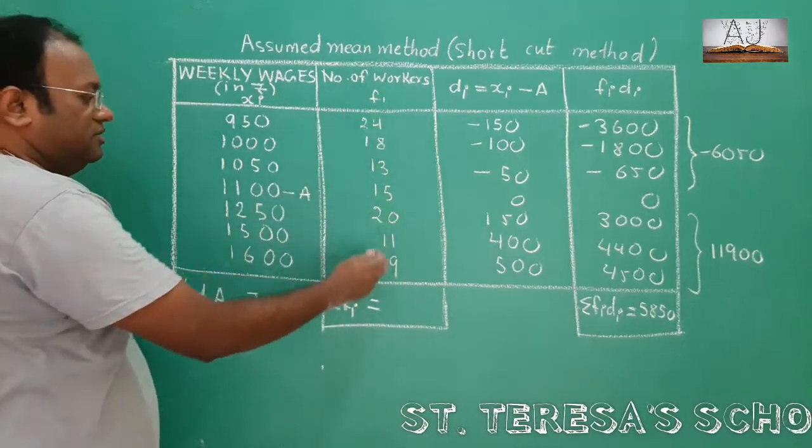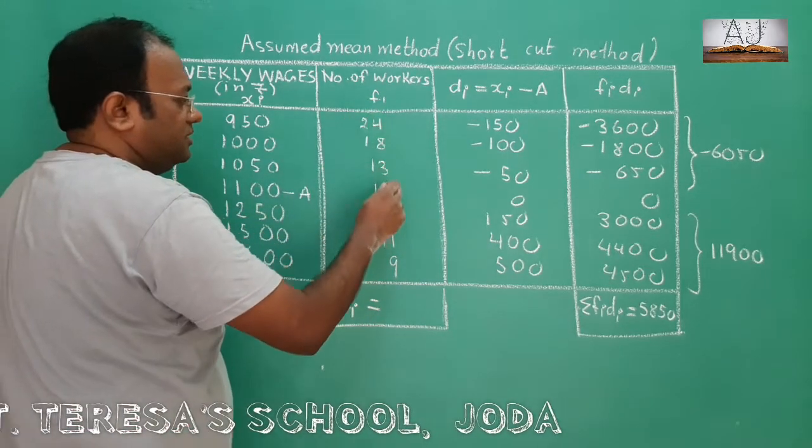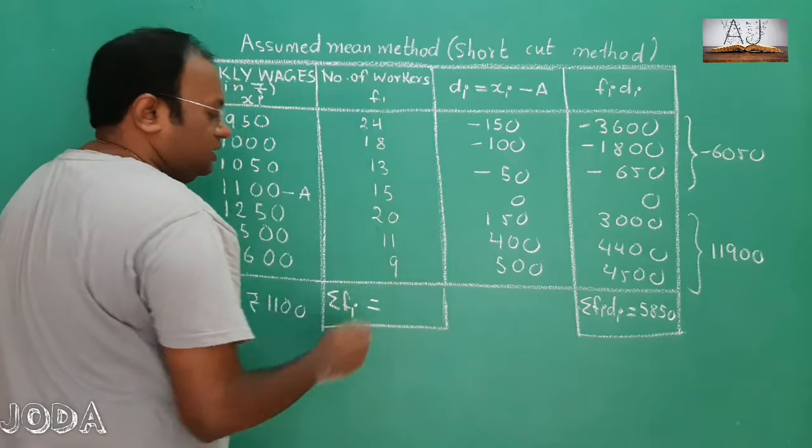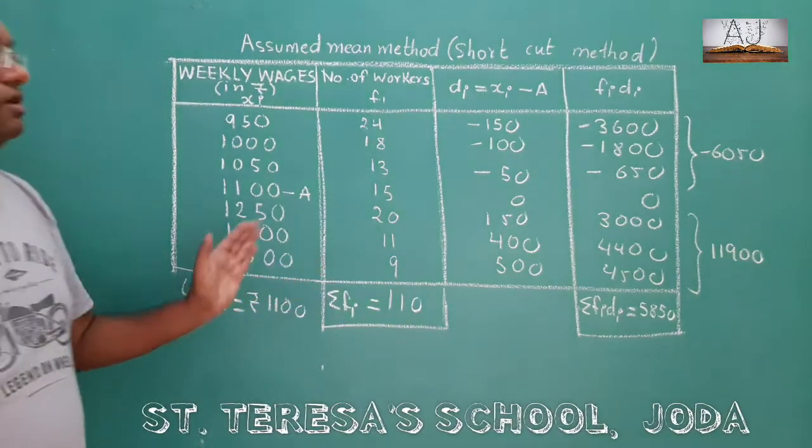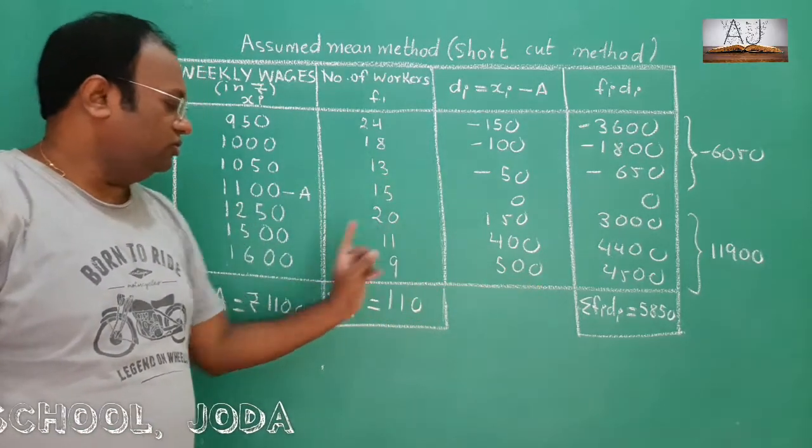Now let us find out the summation of Fi. It comes 110. So we have got both the values, sigma FiDi and sigma Fi.